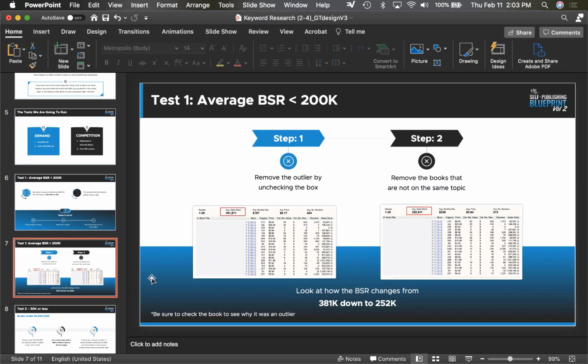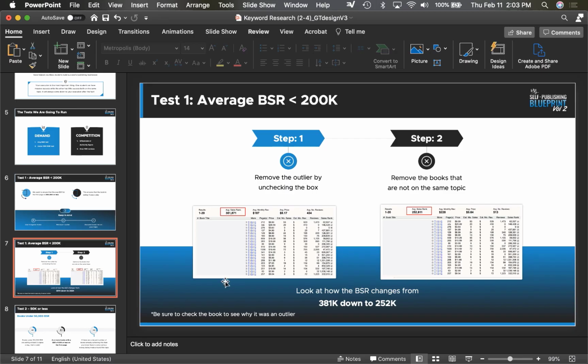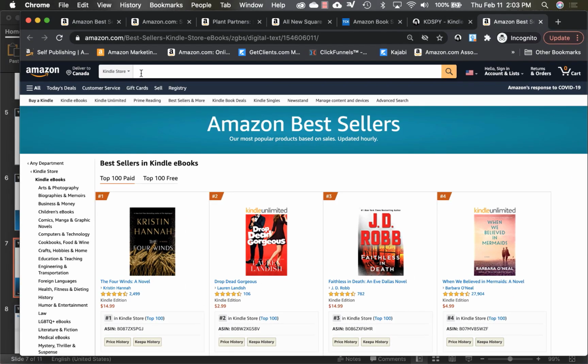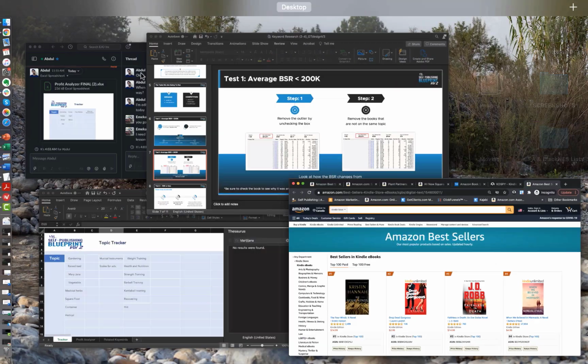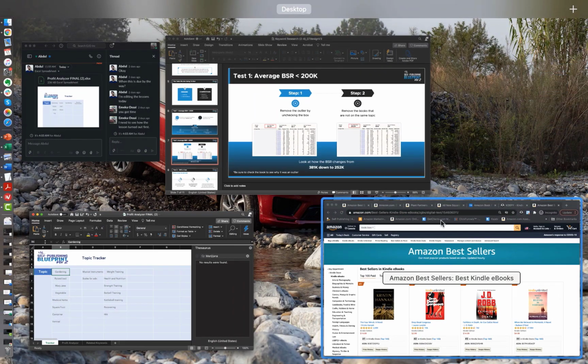All right, so how we're going to use this tool. Let's go back to the lesson. The first thing we're going to do is take a look at the average BSR. So for example, let's go to Amazon and type in one of our keywords here: gardening.